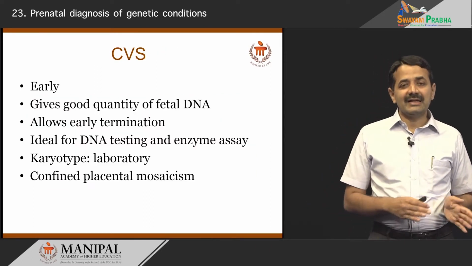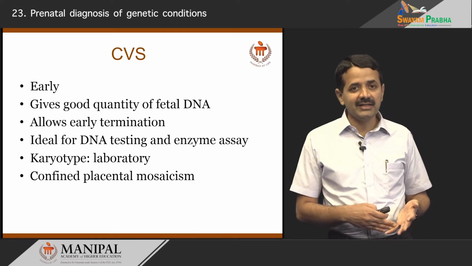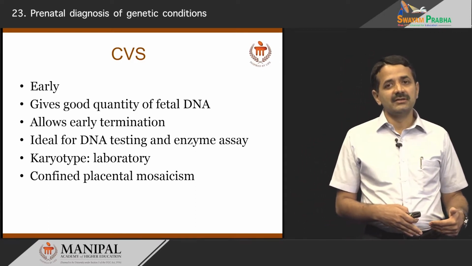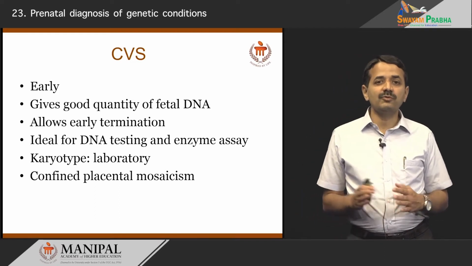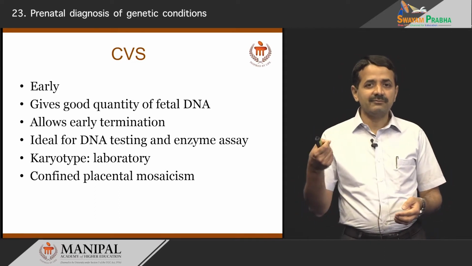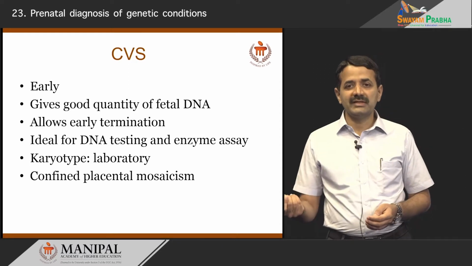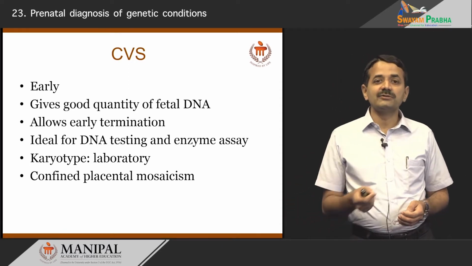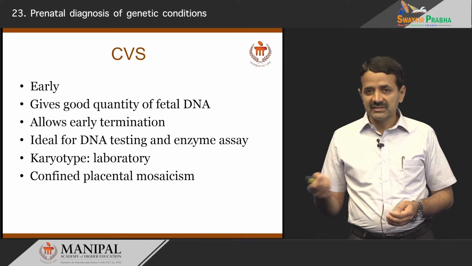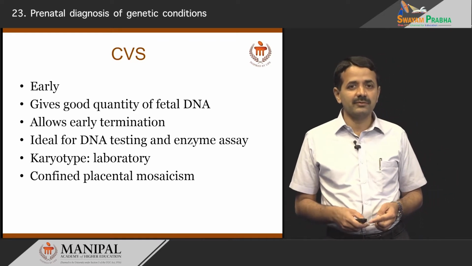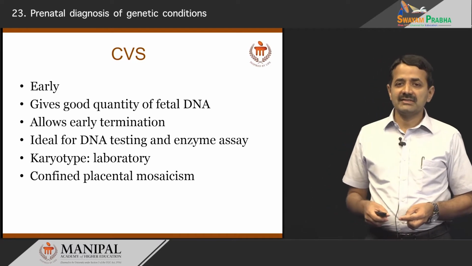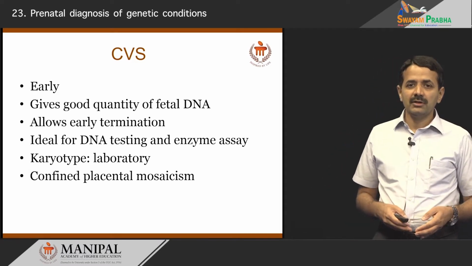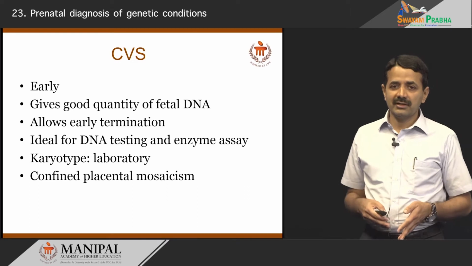It is done at 11 to 12 weeks. So, it is early in pregnancy, probably the earliest test which we can do. Between 10 to 12 weeks gives good quantity of fetal DNA. When we take a few villi, it contains usually more DNA than amniotic fluid, allows early detection of the disease and early termination before 12 to 13 weeks, and it is ideal for DNA testing and enzyme assay if you want to do. And if there is a good lab, they can do karyotyping.